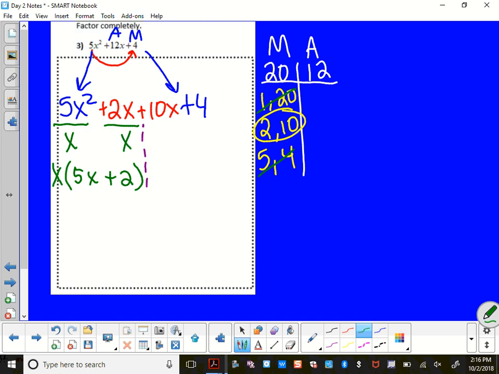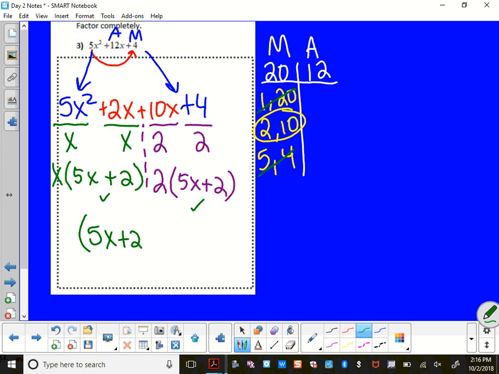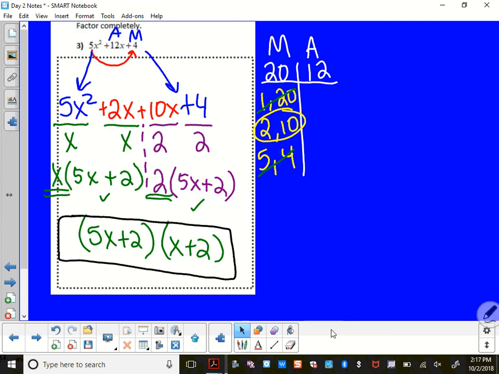And then go on the other side. 10 and 4 have what number in common? 2. That's the highest number. And my x's are not a GCF. So I bring down my 2 and I divide. 5x plus 2. Do I have matching parentheses? Yes, I'm on the right track. So my first factor is 5x plus 2. My second is x plus 2. And that's my answer.